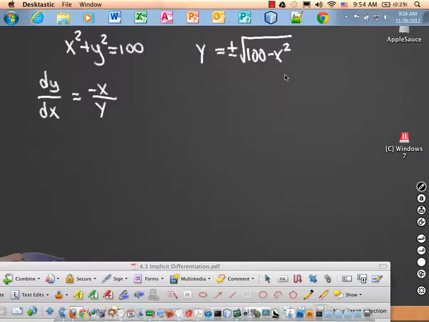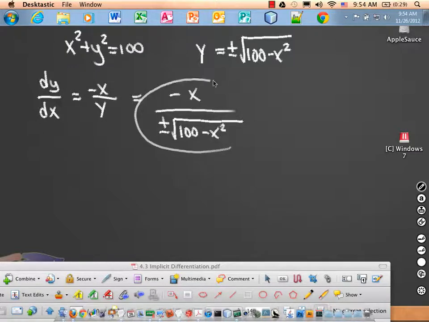Now here's the thing. This is what I want to teach you. Even though the derivative was implicit, because I can make the equation explicit, I can now substitute that into the derivative and make the derivative explicit. So you're not always stuck with implicit just because you start with implicit. But sometimes you are, but not in this case. So this becomes negative x over plus or minus the square root of 100 minus x squared.